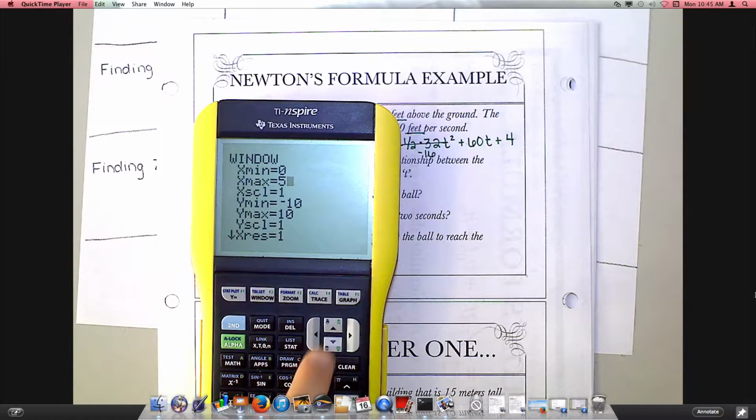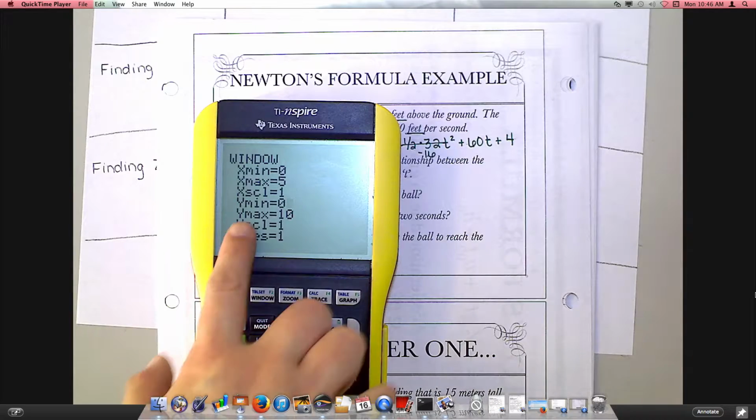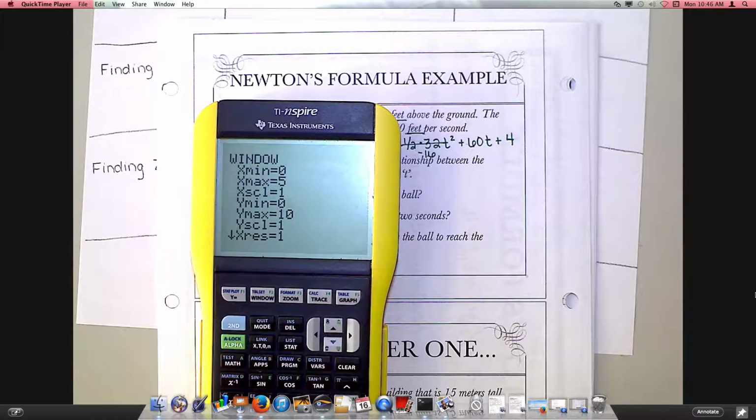Now, what does y represent in this problem? We used y instead of h. Height. So what's the smallest height that we need? 0, because we're not going underground. So your y min, I skipped x scale, leave that alone. Y min I made 0.